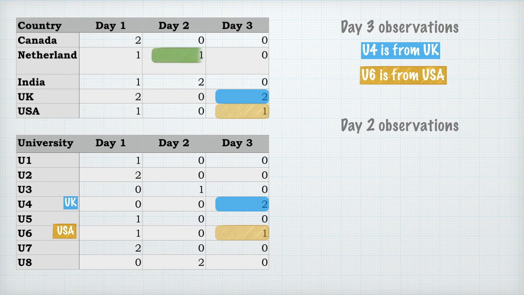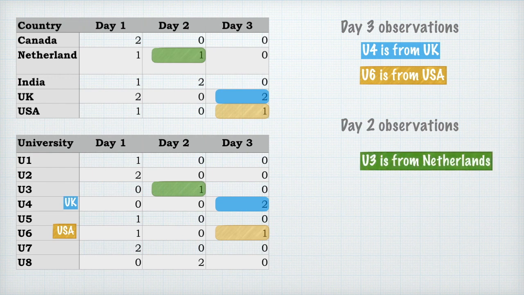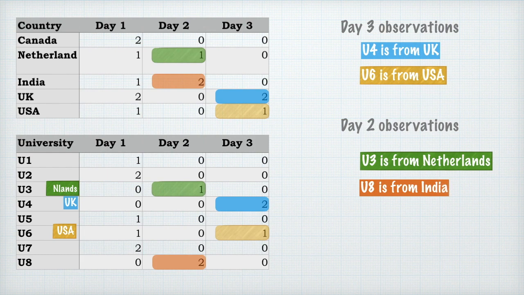I want to run the same process now for day 2, because if I observe, even day 2 data is also fairly limited. I look at Netherlands, it has a single hit. I look at University 3 day 2 data, it has a single hit. So I can conclude using the same logic as earlier that University 3 is definitely from Netherlands. I observe India. India has 2 hits. University 8 has 2 hits. So I can definitely conclude that University 8 is from India.